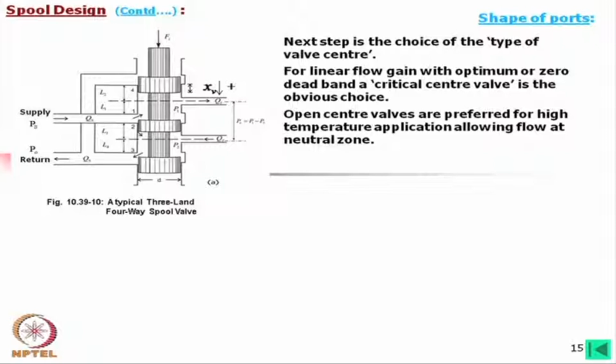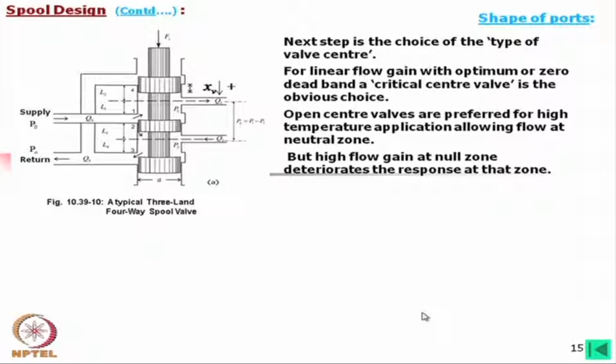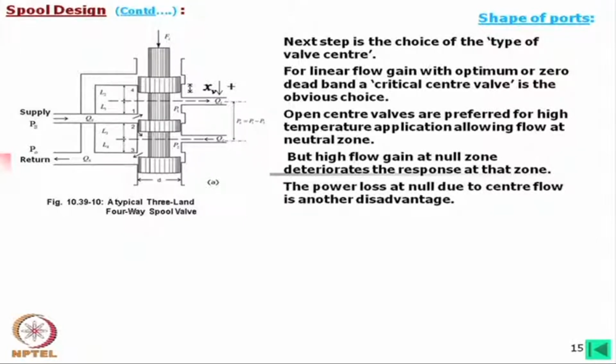You see, if there is a high temperature and that temperature is to be cooled, in that case it is better to keep this center open at null position. But the problem is that for quick action, if we give a stroke, the response will be delayed, and in many cases that is not acceptable. High flow gain at the null zone deteriorates the response at that zone, which I have mentioned just now. The power loss at null due to the central flow is another disadvantage.